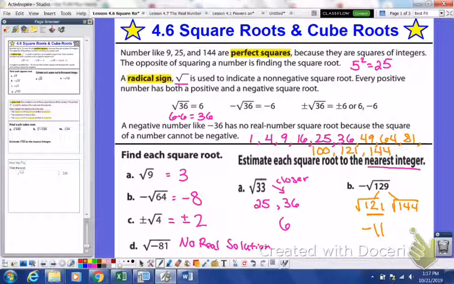Now be careful with questions like this. We might ask you to estimate to the nearest tenth, hundredth, etc. So you would have to go a little further than that, but if it's just the nearest integer, find the perfect squares that are closest to that number and then go from there. Okay, so that's square roots.